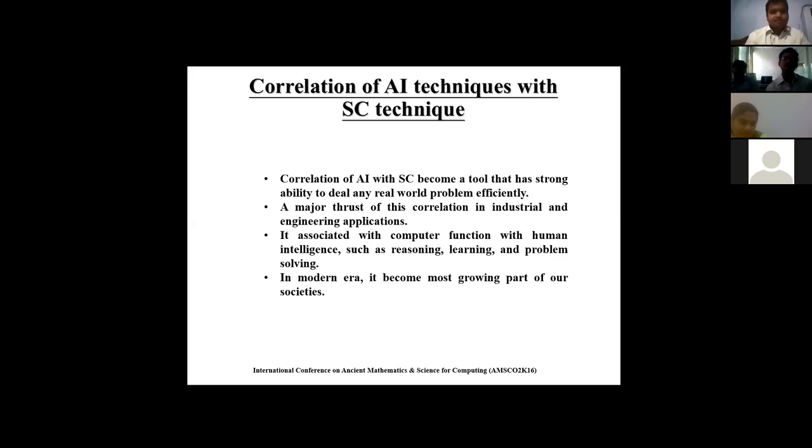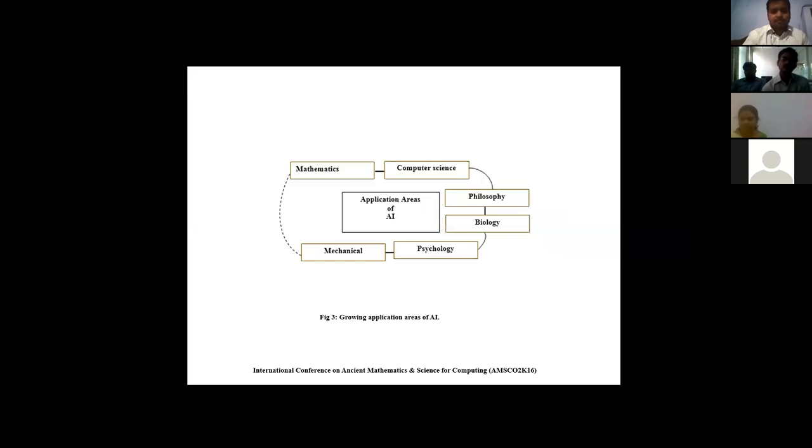Correlation of AI techniques with SC techniques. Correlation of AI with SC becomes a tool that has a strong ability to deal with any real world problem efficiently. A major thrust of this correlation is in industrial and engineering applications. It associates computer function with human intelligence such as reasoning, learning, and problem solving. In the modern era, it becomes the most growing part of our societies.